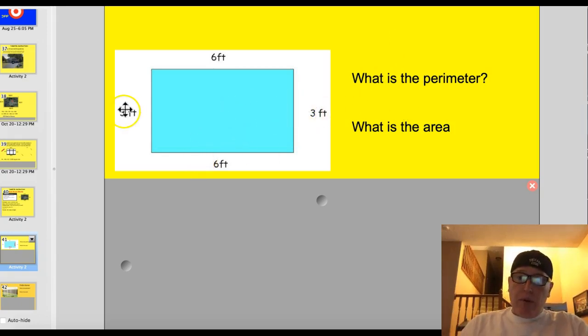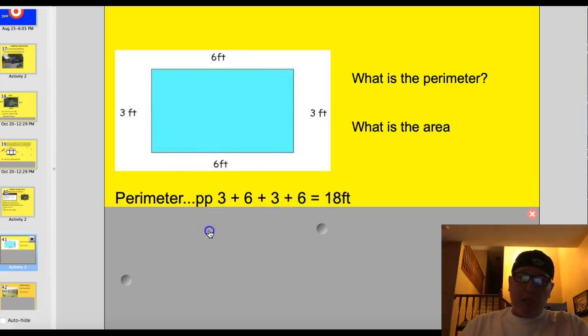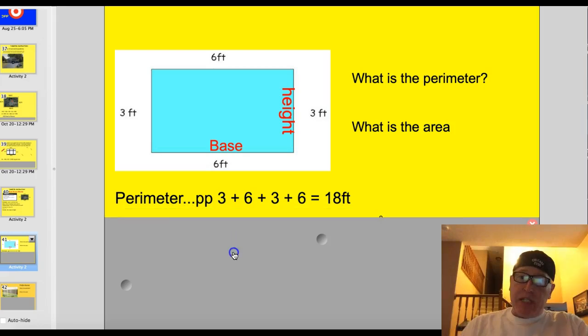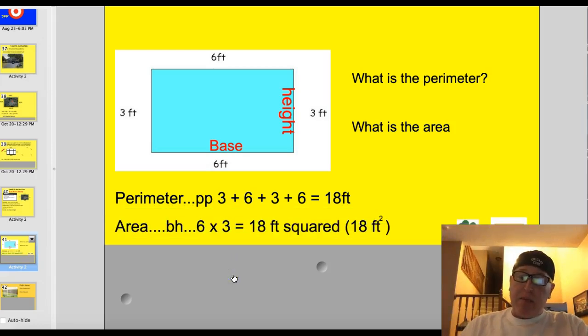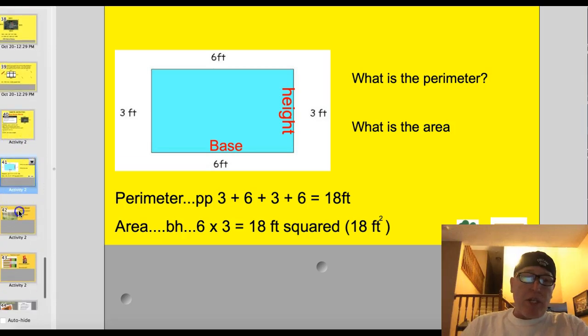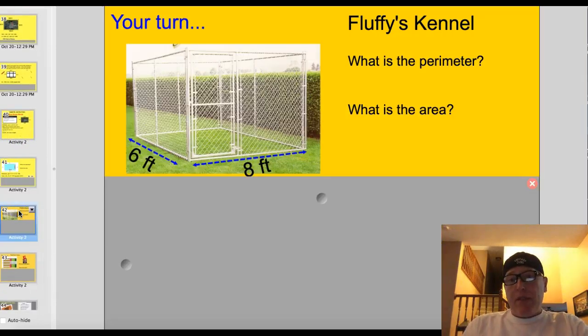Well, the perimeter is going to be PP, right? 3 plus 6 plus 3 plus 6. So that looks like 18 feet, and again, it's linear. What's the area? Well, it's going to be the base times the height here. 6 times 3, and that's going to be 18, and that's going to be feet squared. Slam, bam, thank you, ma'am, right? Super easy target. Go ahead. How about Fluffy's kennel? What's the perimeter? What's the area?